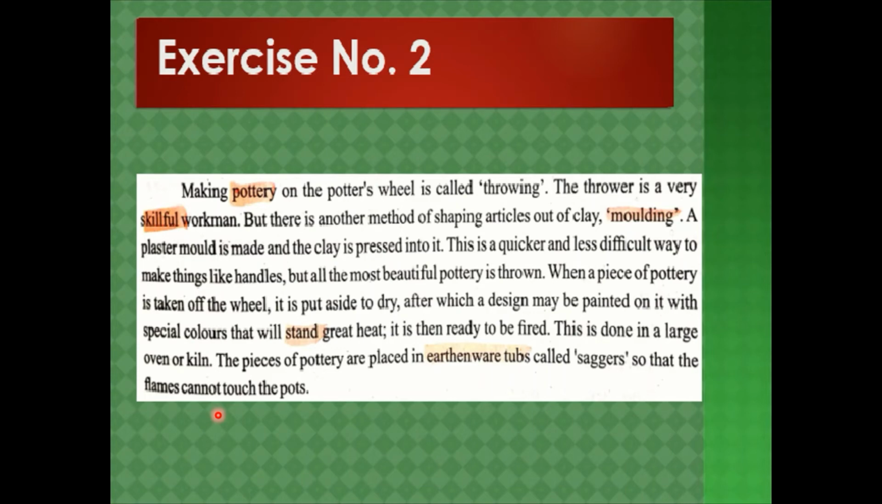So the passages. Making pottery on the potter's wheel is called throwing. Thrower is a very skillful workman. But there is another method of shaping articles out of clay, molding. So from this second sentence, we can guess what this passage will be about. So this will be about the method of shaping articles out of clay, or pottery. This is also called pottery. Method of shaping articles out of clay.